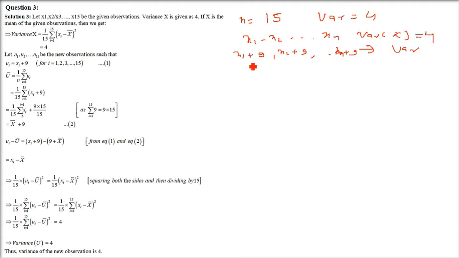Variance of x is 4. So let me write it again. Now we have a list. What is the list? The list is x1, x2 till xn. This is already a list with us. I am just telling you the concept. I am going to use n, the number of elements, and the variance later. In this question n is 15. We'll use it later. And the variance of x, the main list, is given as 4. So the variance is 4 and n is 15.